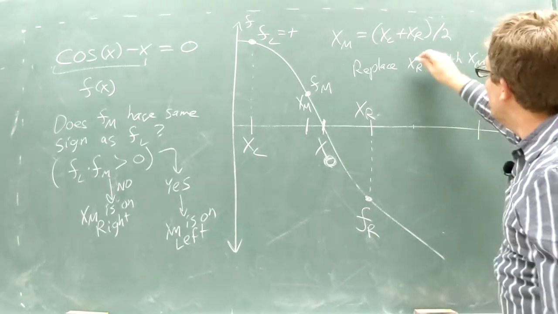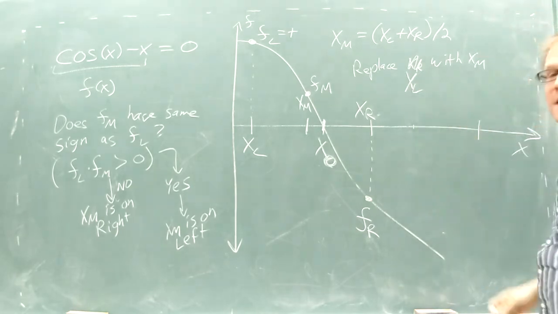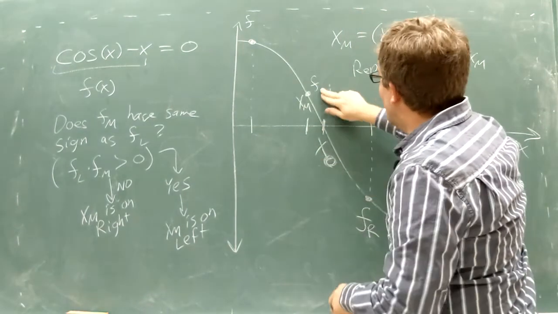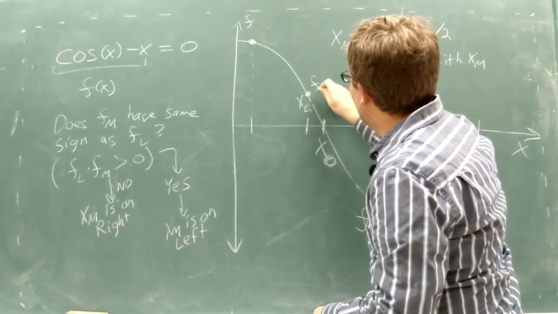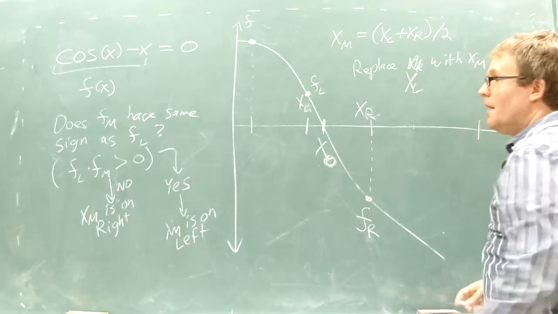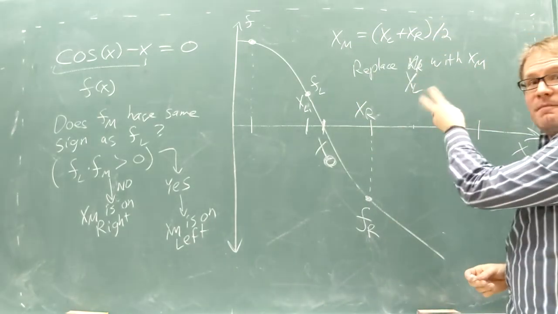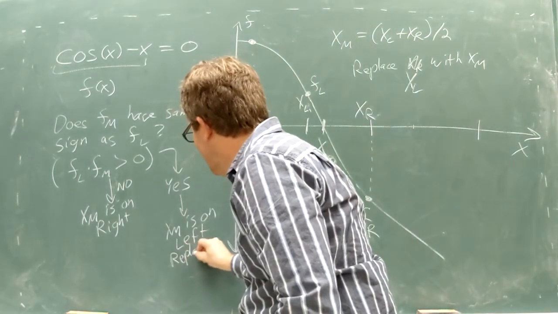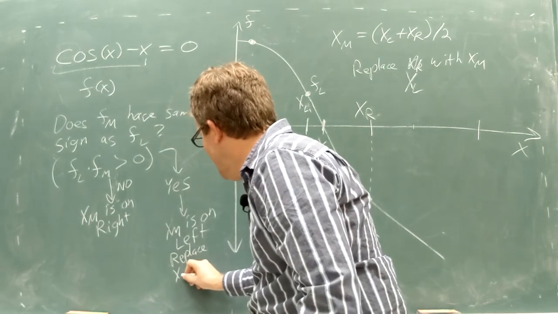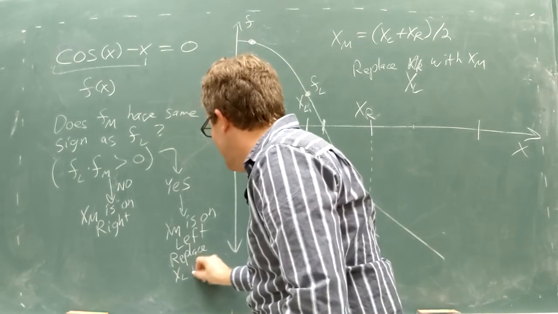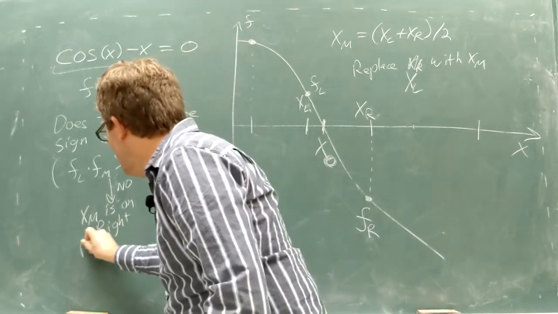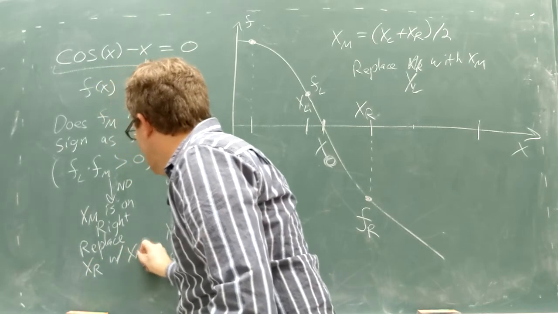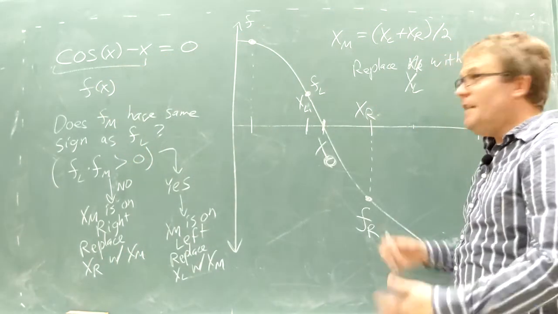So now what I can do, instead of replace xr, I can replace xl with xm. So now we'll just get rid of this part over here, and we'll rename this xl and fl. And so I replace whichever one it matched with, right? I've had to change which one I replaced. So here we replace xl, had to get my grammar correct there, with xm. Here we replace xr with xm, right? And then I can repeat again.